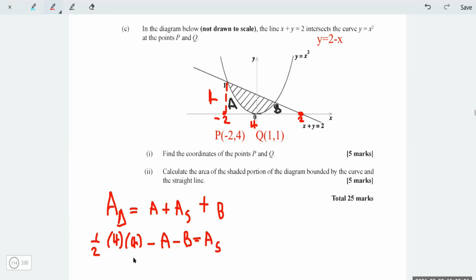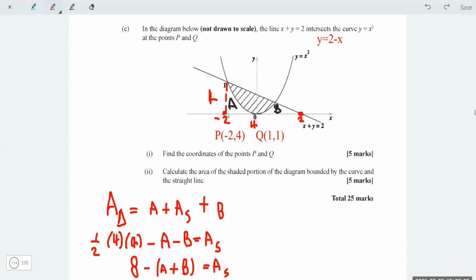2 times 4 is 8. So it's 8 minus, in brackets, the sum of A plus B. So what we're going to do now is go to the whiteboard and work out what is A and work out what is B. Let's just go ahead and do that and have some fun.